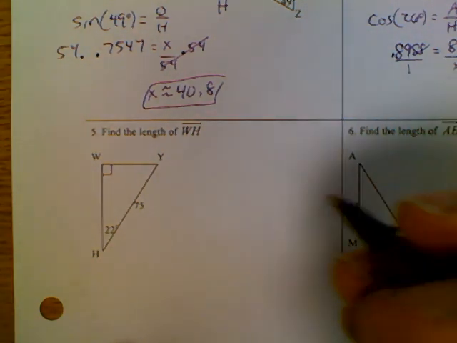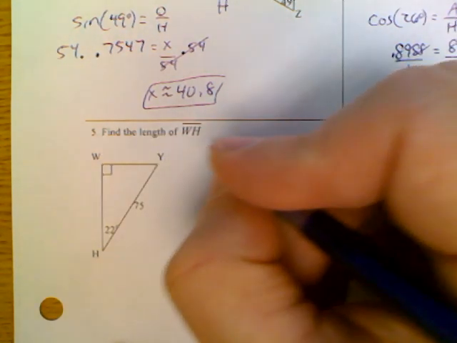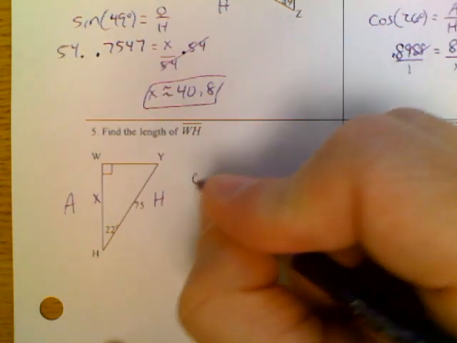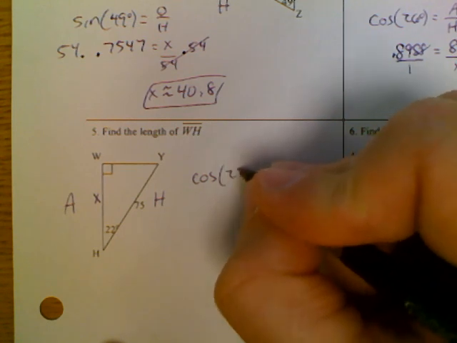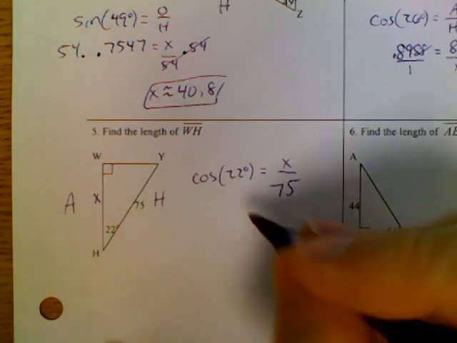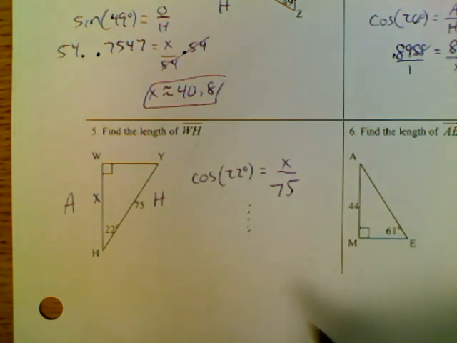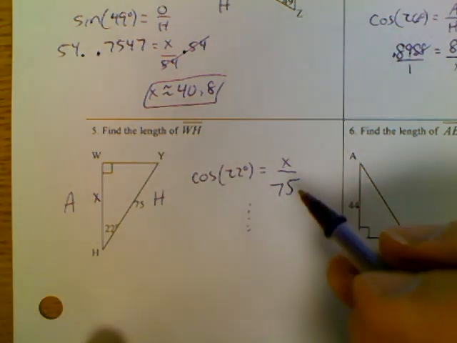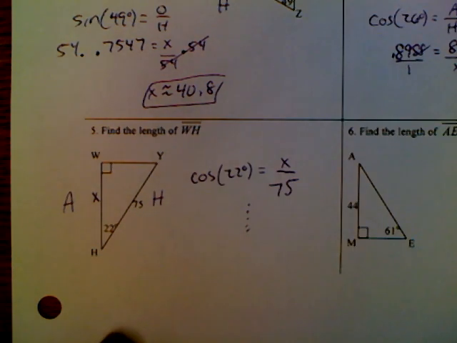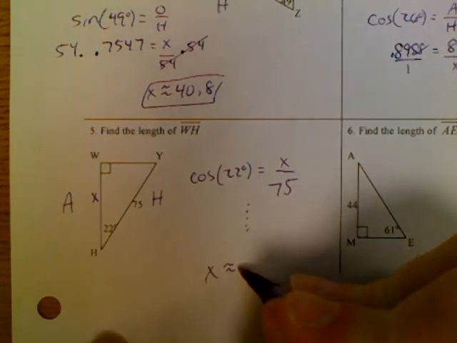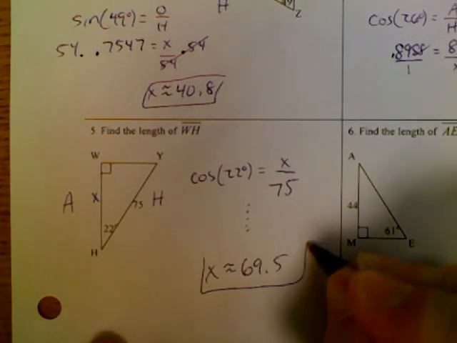All right, if you paused and just came back, here's the solution. We're looking for WH, which is the adjacent side. This is the hypotenuse. We need cosine to connect those together. Cosine of 22 degrees is equal to x over 75. After you get the decimal value for cosine of 22 and you multiply that by 75, you will find that the x value comes out to be approximately 69.5.